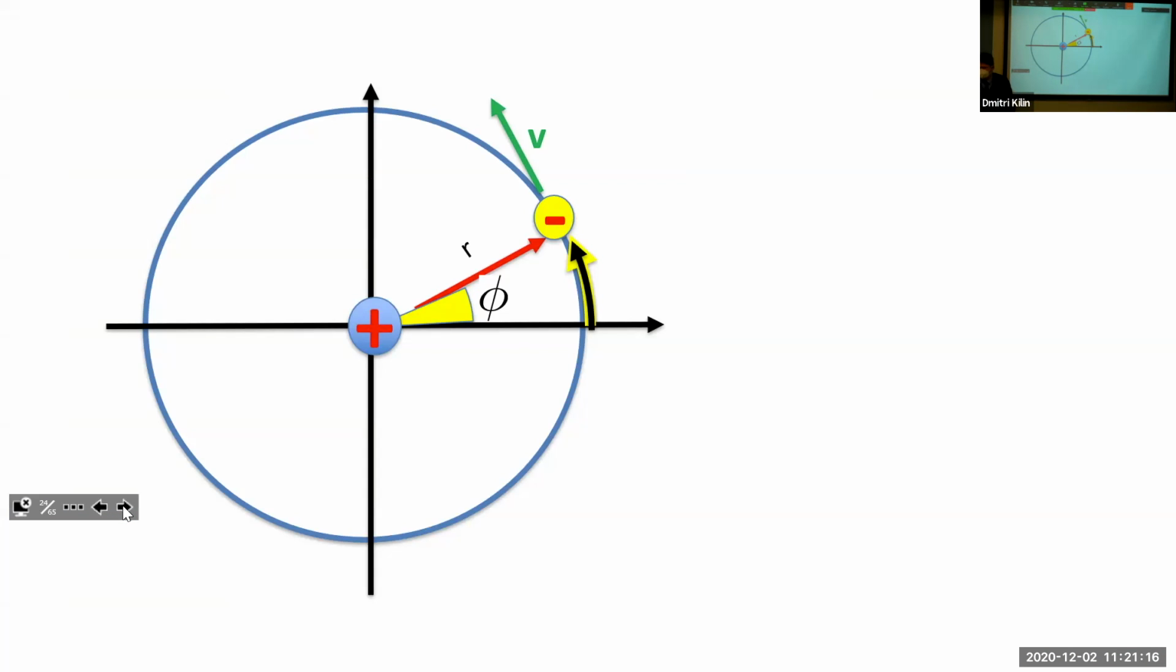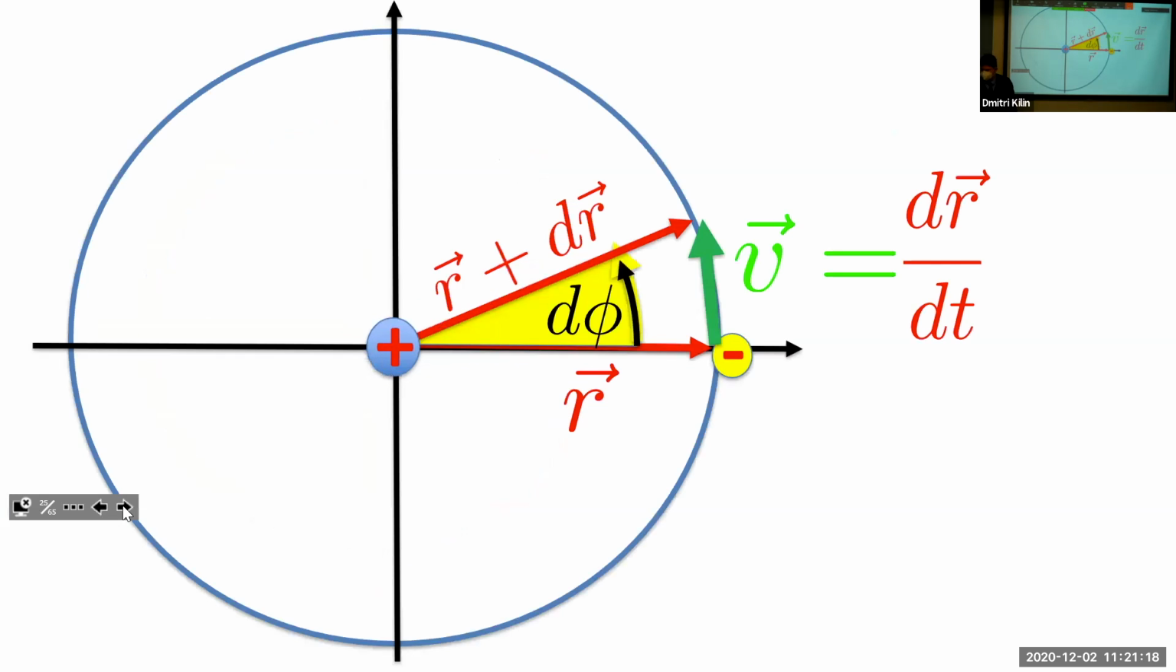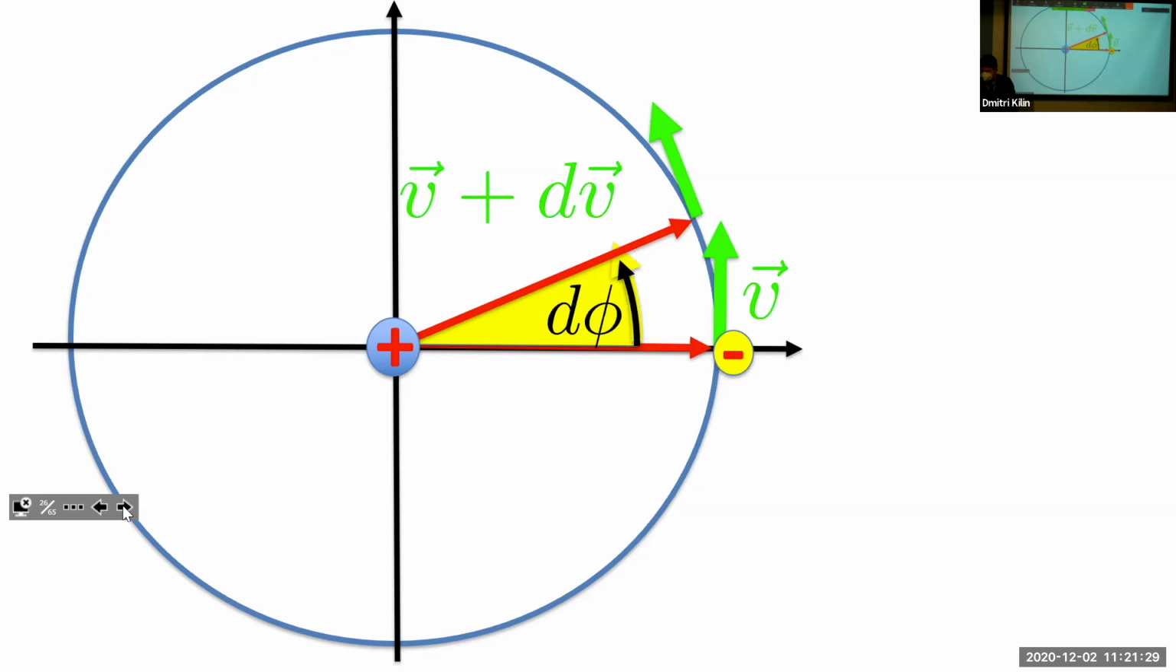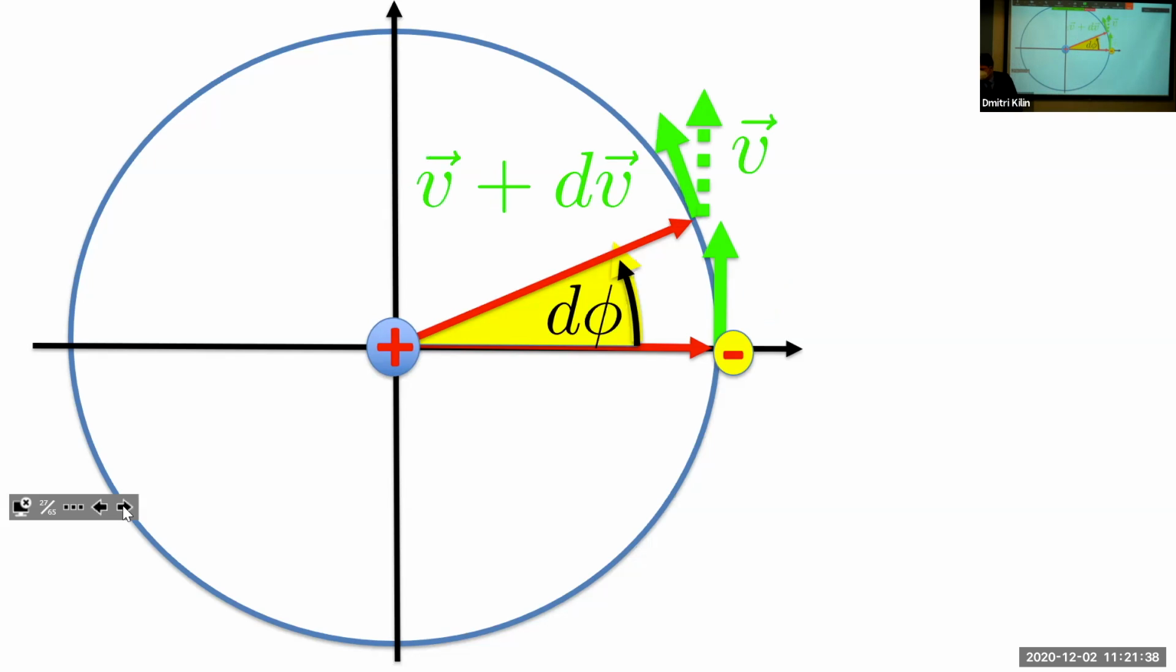So minus rotates around plus. Velocity is the increment of position vector r over time. Velocity changes as we go from one angle to another one. The absolute value of velocity is the same, but the difference is only in the change of the orientation.